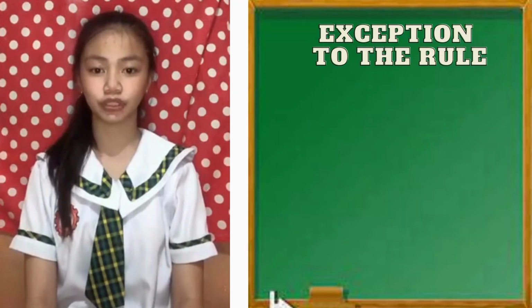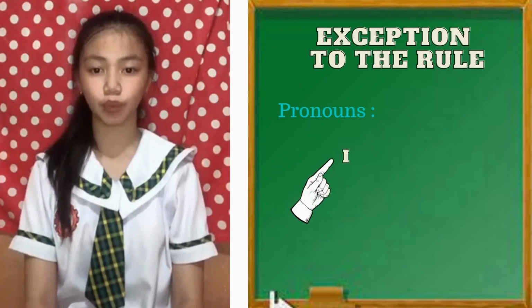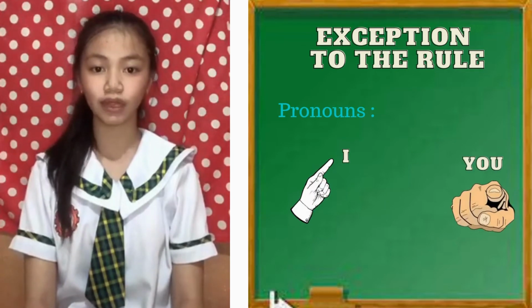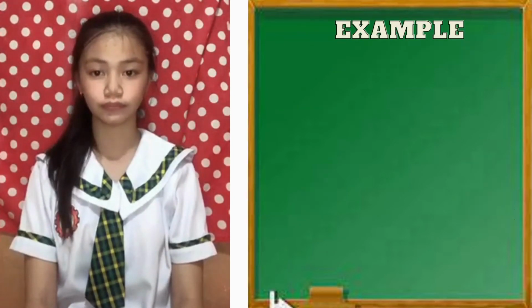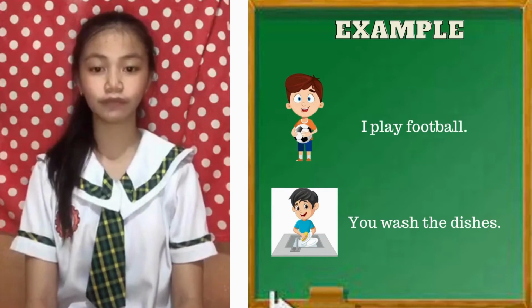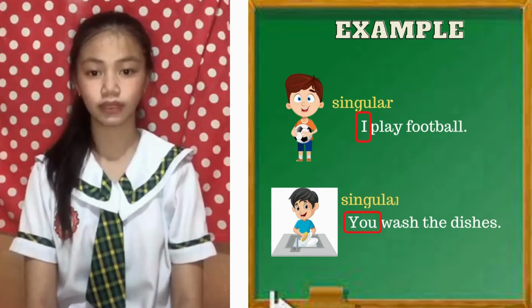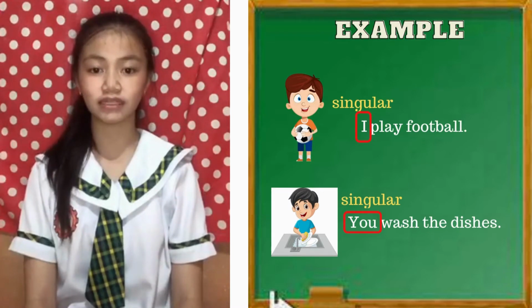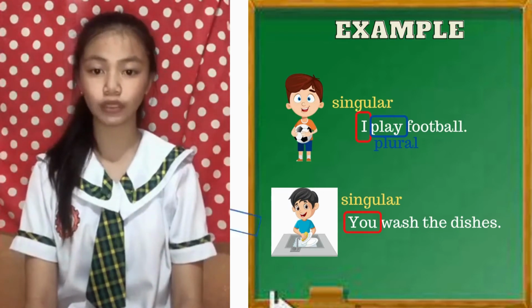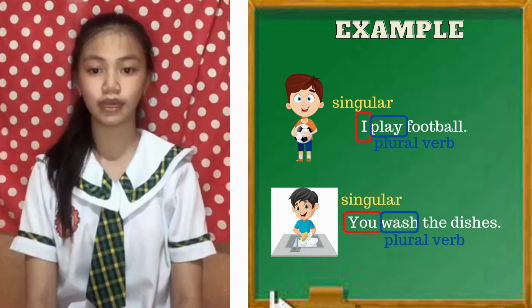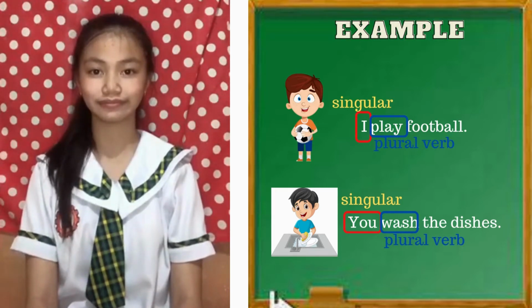But there are exceptions to this rule. The pronouns I and you follow a different rule. Example: I play football. You wash the dishes. The subjects in the given sentences, I and you, are always paired with plural action verbs. That's why we use the verbs play and wash.